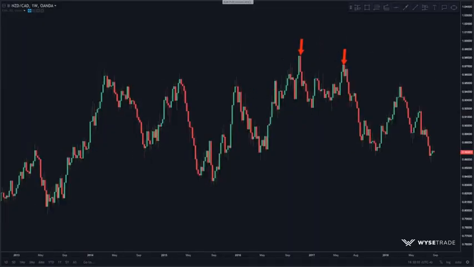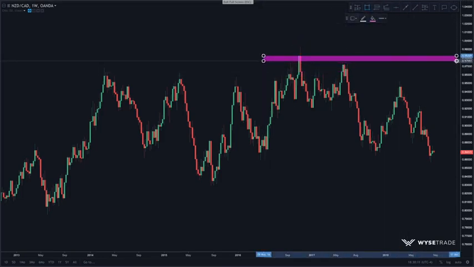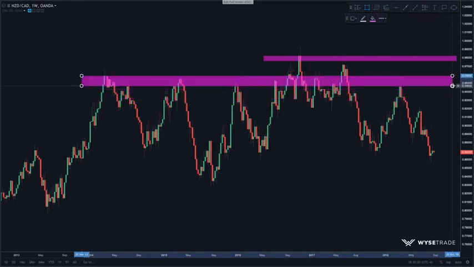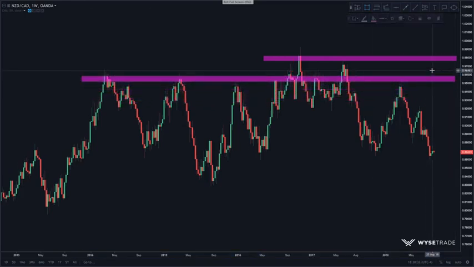Up here, we had 2 rejections and we draw a zone because they are close together. Next, we have 7 rejections here, so another zone as the points are close together. Next, we have this level here with 6 rejections.